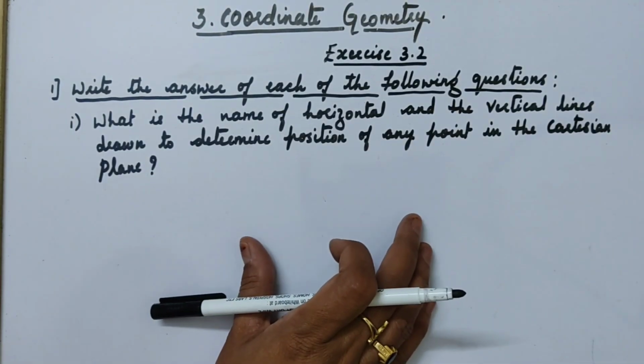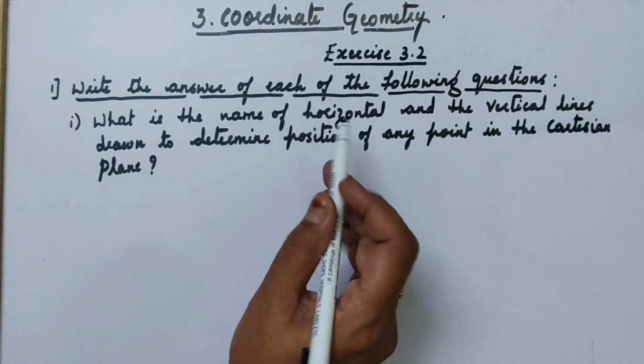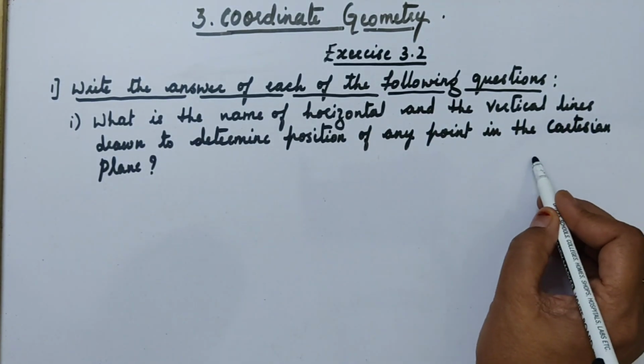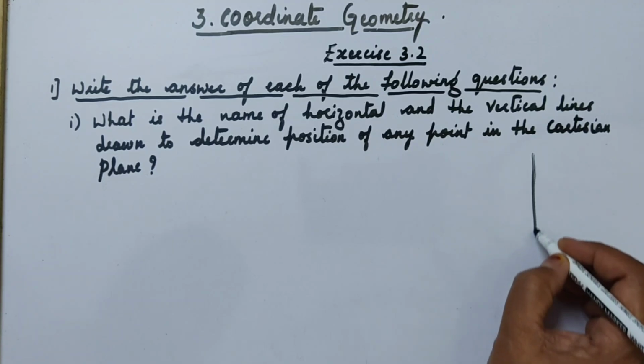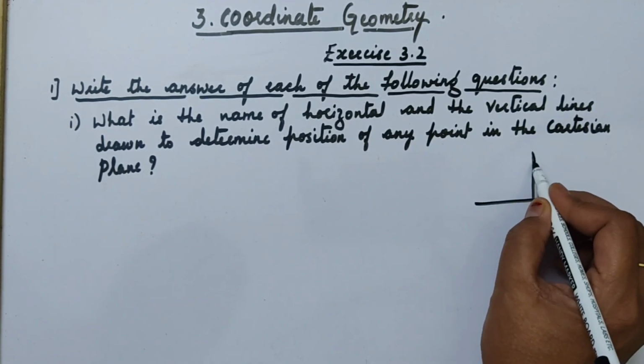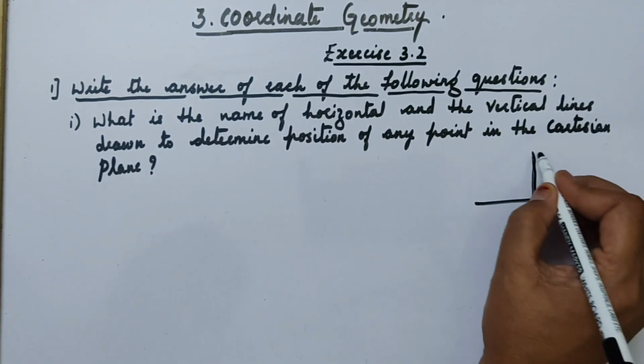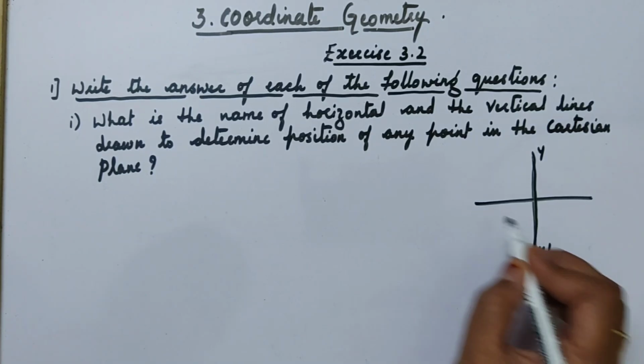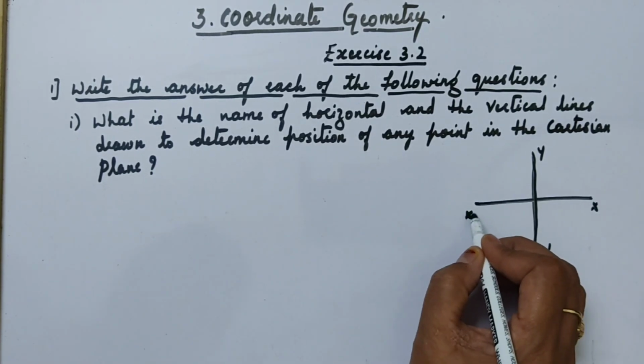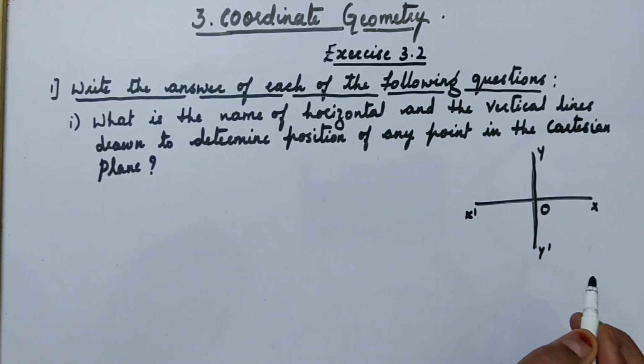Let's answer these questions. What is the name of the horizontal and vertical line? This is a graph. This line is called the y-axis, y dash. So this is x dash and this is the origin, students.